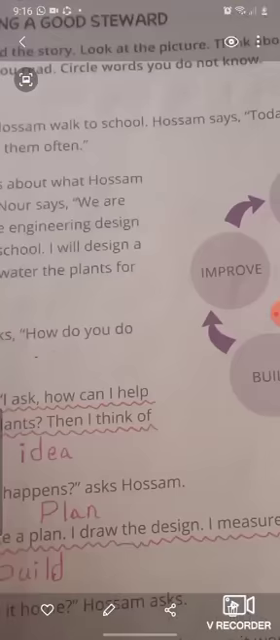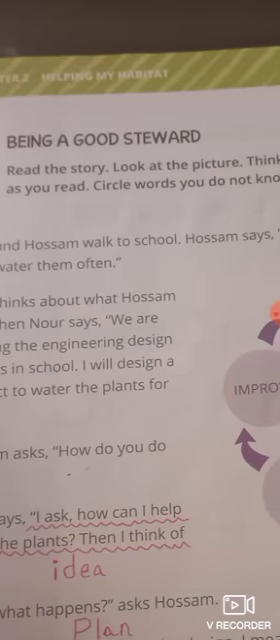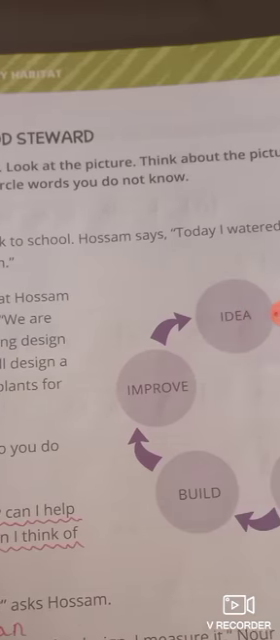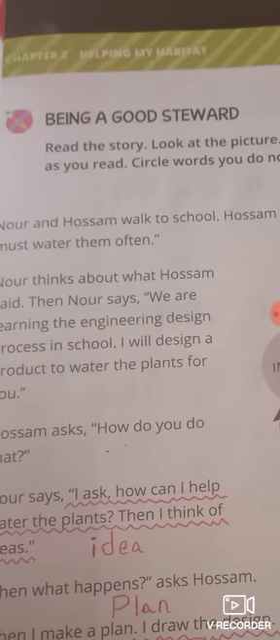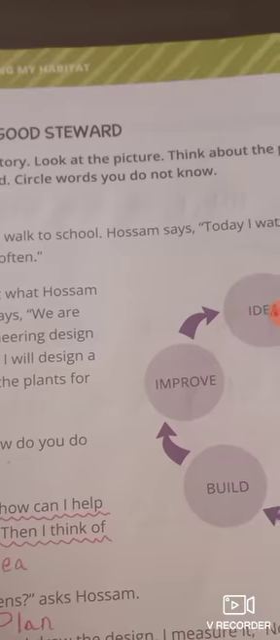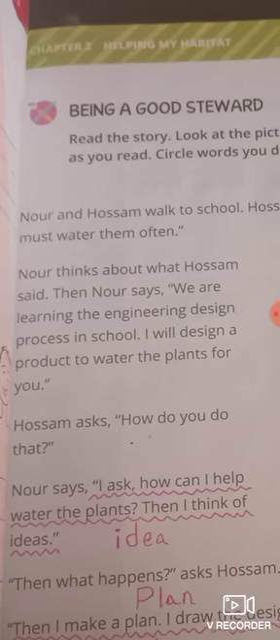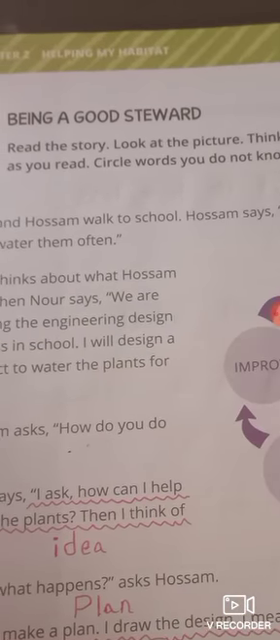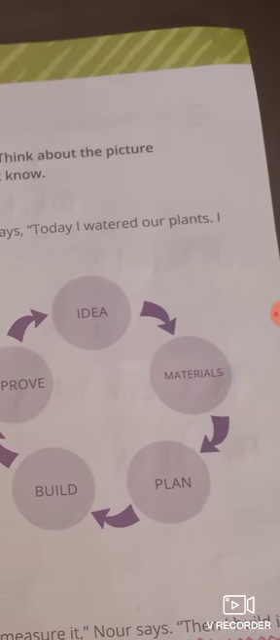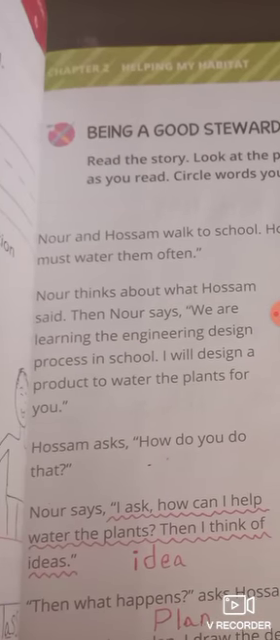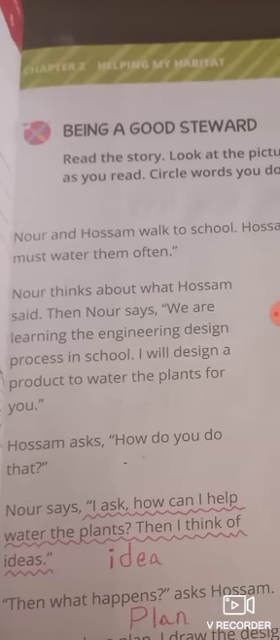Being a good steward. Read the story, look at the picture, think about the picture as you read. Circle words you don't know. Noor and Hossam walk to school. Hossam says, "Today I watered our plants. I must water them often." We said why he must water the plants often: because the plants need water.